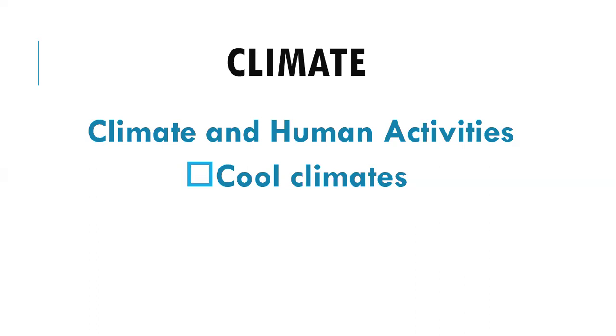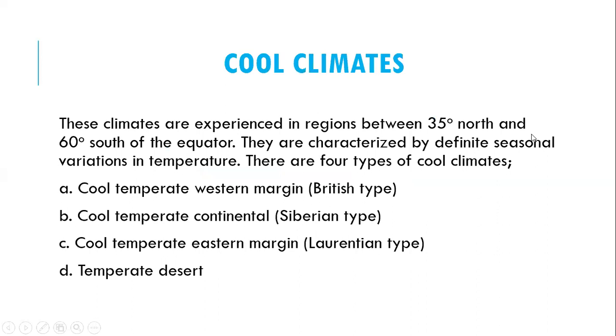So today, let's discuss the cool climates. In these cool climates, we will see the various types. But first, we have to know that the cool climates are the ones experienced in regions between 35 degrees north and 60 degrees south of the equator. So these are the locations where these kinds of climates are found. They are mainly characterized by definitive seasonal variations in temperature. This is one of the main characteristics of these cool climates.